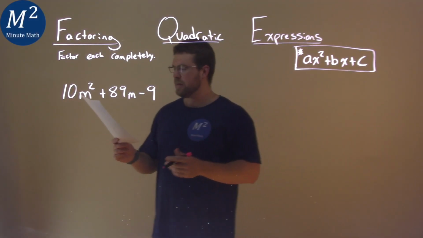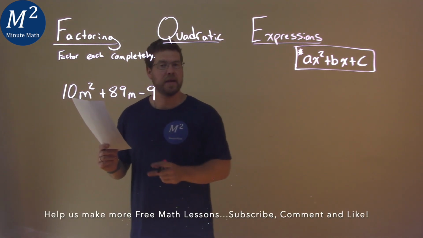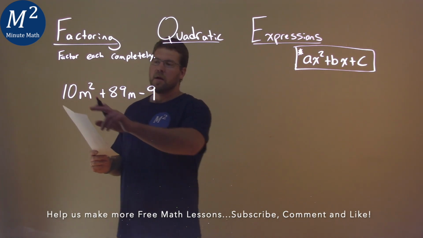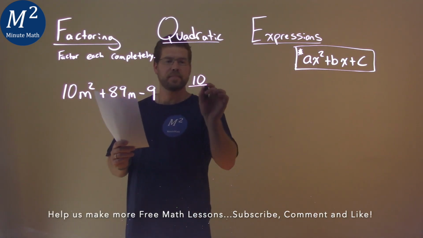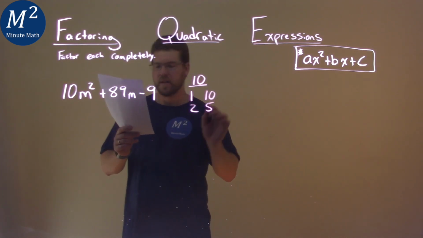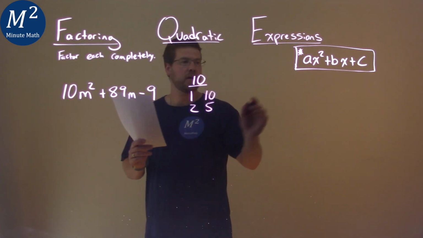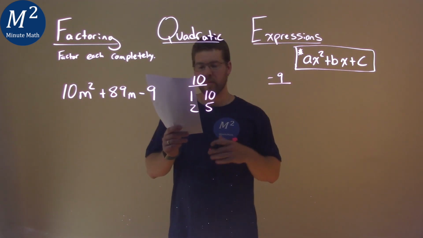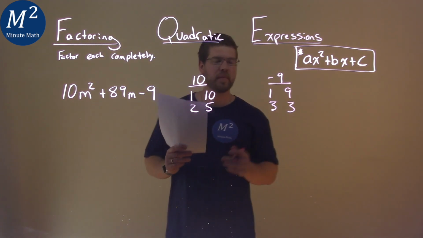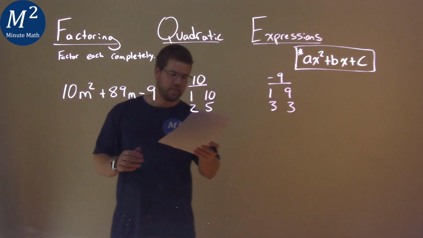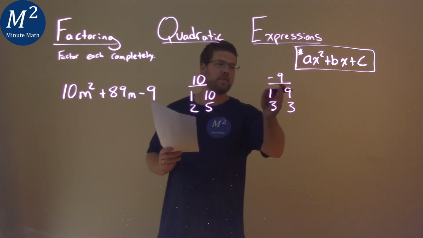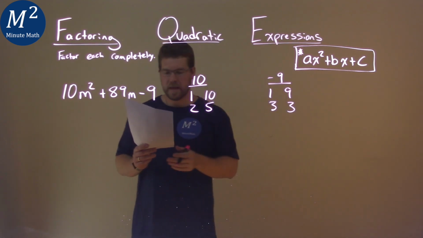We're given this problem right here, 10m squared plus 89m minus 9, and we want to factor this completely. We look at our a value being 10. The two numbers that multiply to be 10 are 1 and 10 and 2 and 5. Our c value is negative 9. Two numbers that multiply to be 9 are 1 and 9 and 3 and 3. And because our c value is negative, but our b value is positive 89, we know only one of these values in the pairs should be negative.